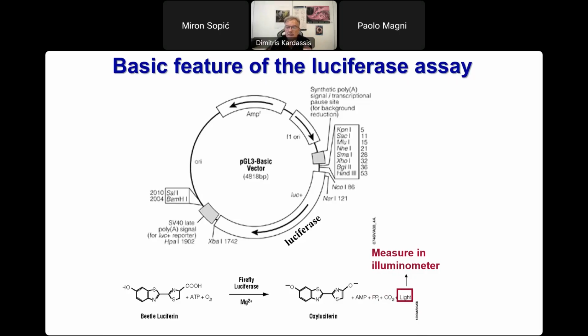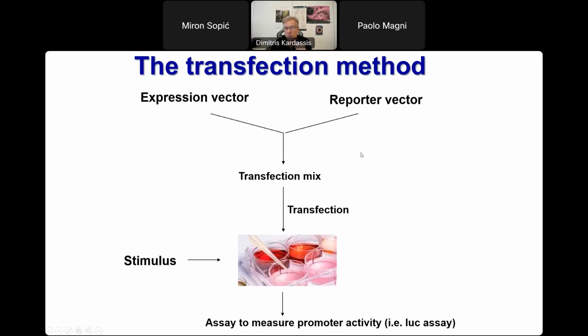So when we want to study the promoter or the enhancer of our gene, we take this promoter, we clone it from human genomic DNA or any genomic DNA, and we clone it upstream of this luciferase gene in this multiple cloning site. We use these restriction sites and we insert our promoter here. Once we make this plasmid, which is called the luciferase vector or the reporter vector, containing our promoter upstream of the luciferase gene, we put it into eukaryotic cells with a method that is called transfection.